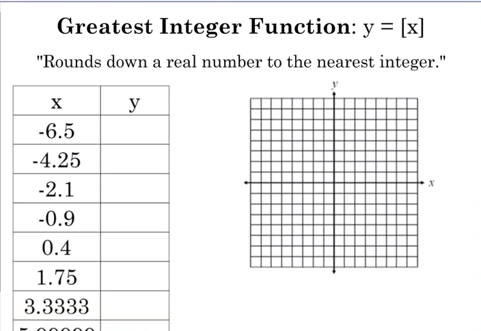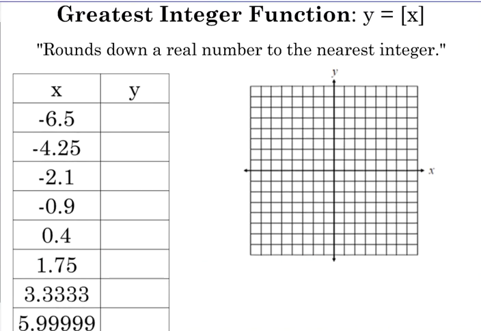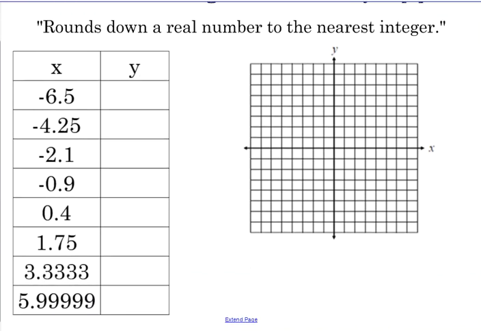The greatest integer function looks kind of like the absolute value, but it has these brackets around the variable x. What the greatest integer function does is round down a real number to the nearest integer. So for example, let's start with the positive values, because those are the easiest ones in terms of thinking about rounding down. So let's start in our table.